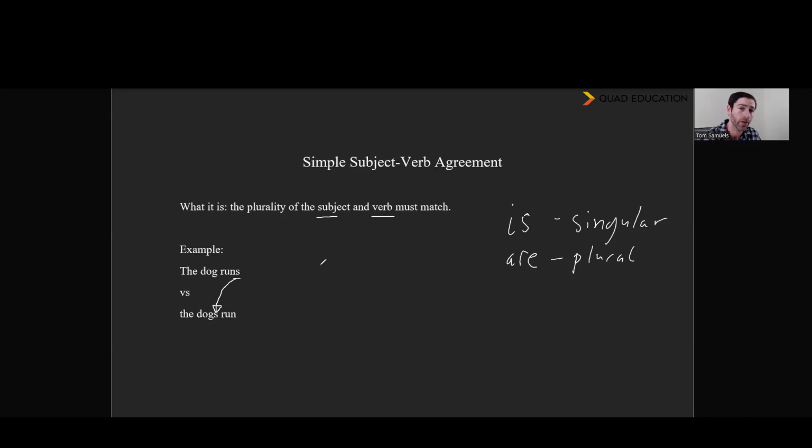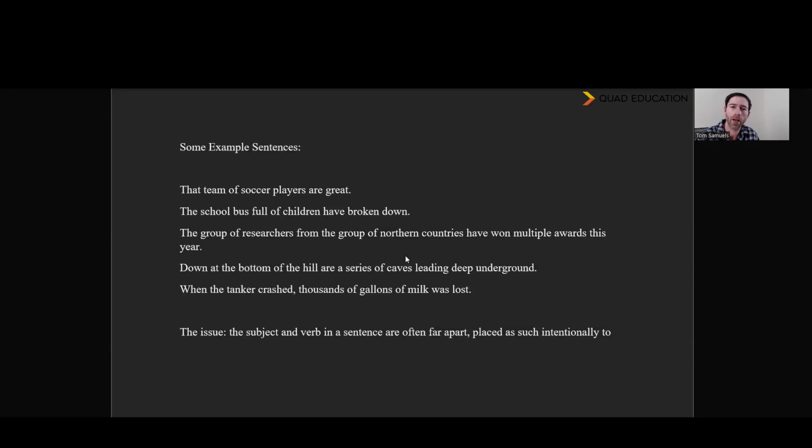Okay, that's it for the definition. So what we'll do now is go on ahead and look at some examples and see if we can notice this in context. Okay, now take a second to pause the video and check through these example sentences. See if you can find any mistakes. Okay, did you find any? Hopefully so, because not one, not two, but all of these sentences contain a subject-verb agreement error.